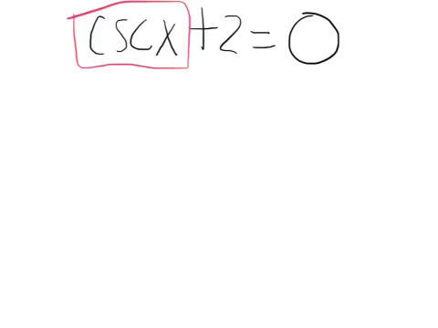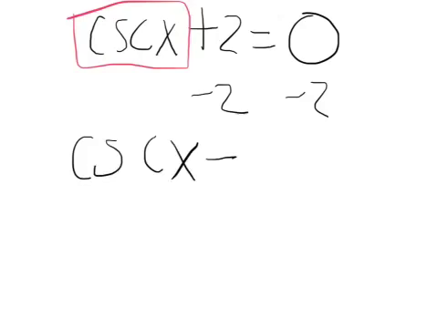Okay, so we're going to start off with a fairly easy problem. Cosecant x plus 2 equals 0. Notice how I boxed the cosecant x, because in algebraic equations you isolate the variable, but in trigonometric equations you are isolating the whole trigonometric function. So what we are going to do first is subtract the 2 from both sides. Then it becomes cosecant x equals -2.